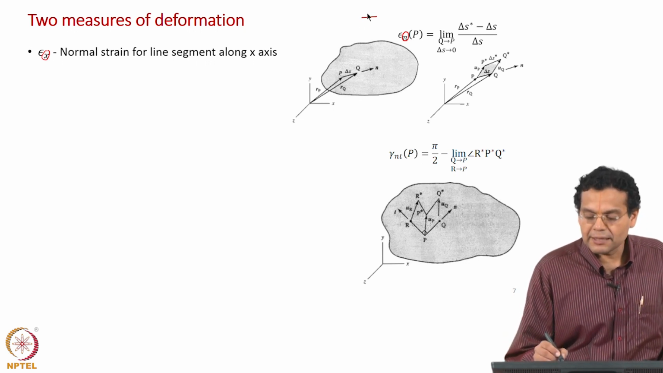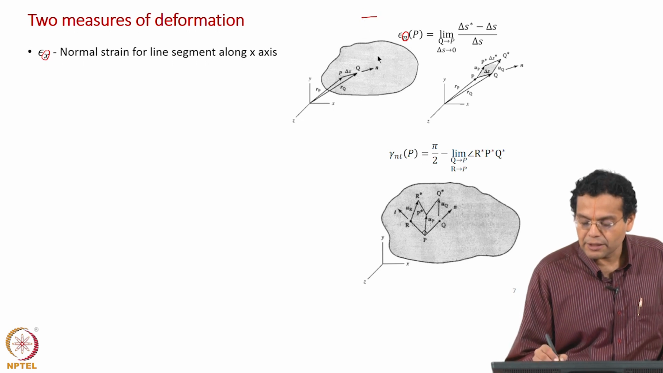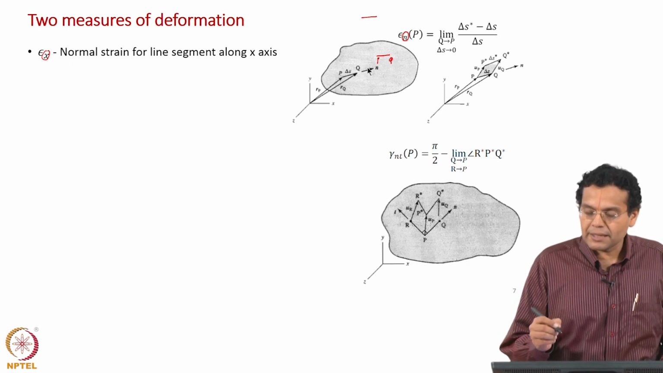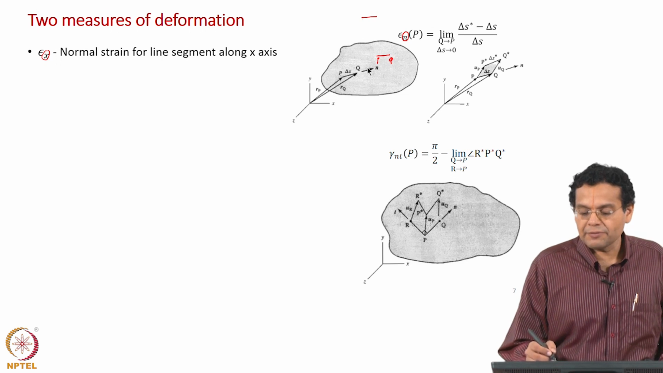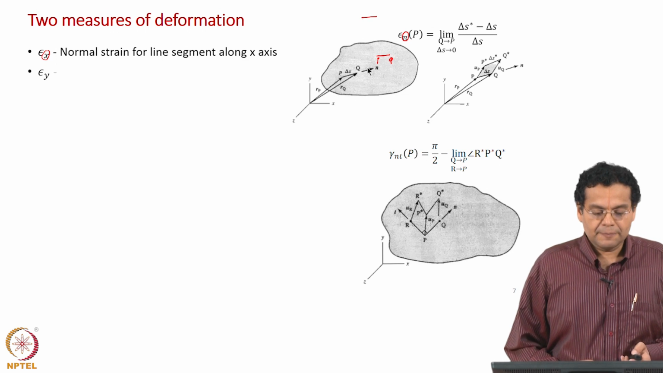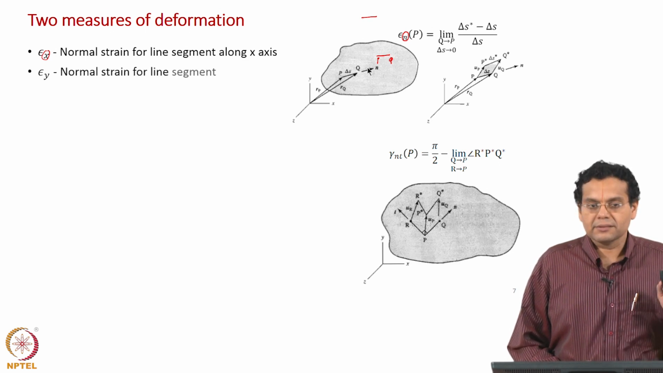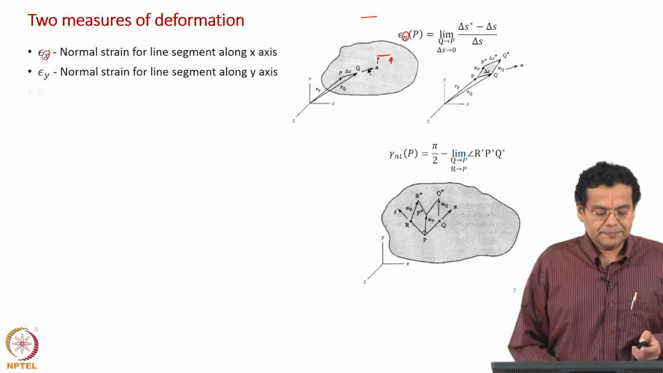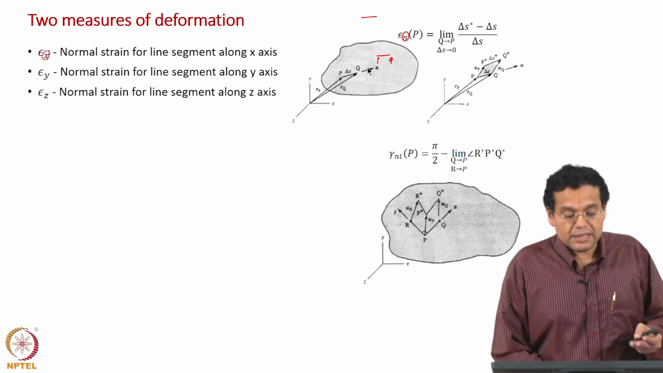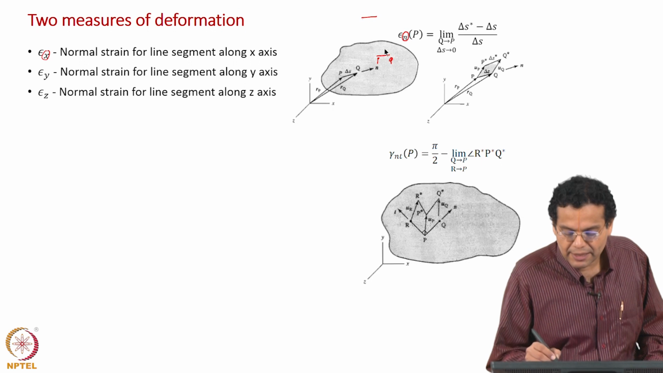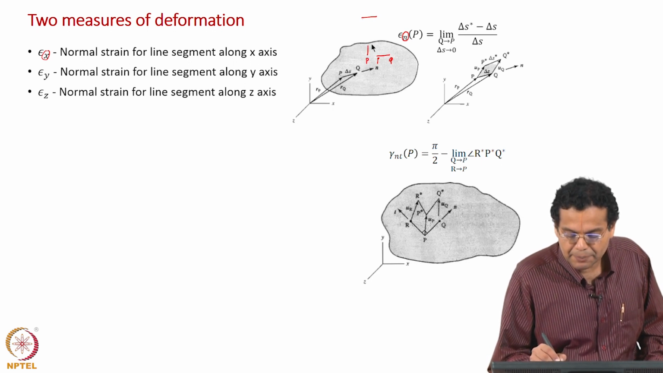What do you mean by that? Take a line segment in an object, you mark 2 points along x axis, p, q. Earlier it was any direction n, now you will be marking along x axis only, and then you will be finding out the change in length by original length. Okay. Similarly along y axis, and then similarly along z axis. Okay. These are specific forms of the earlier expression, and we will be using only these normal strains for line segments along x axis. And for the case of y axis, you will take a line element p q like this.